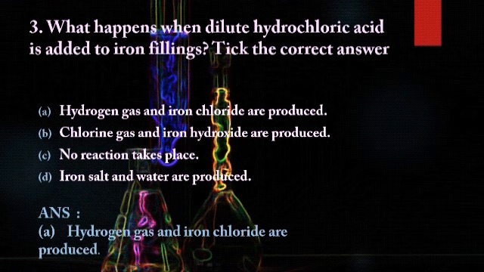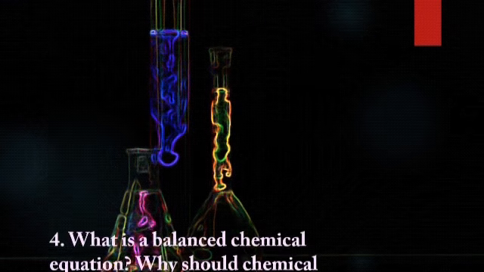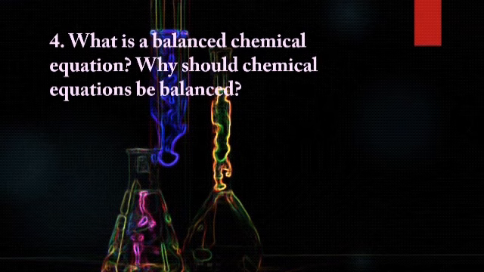Here this answer came because iron, being more reactive than hydrogen, displaces hydrogen from dilute hydrochloric acid. Thus, hydrogen gas and iron chloride, a salt of iron, are formed. Now, moving on to the next question, that is the fourth question. What is a balanced chemical equation? Why should a chemical equation be balanced?